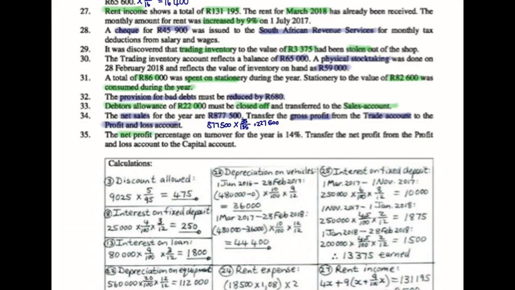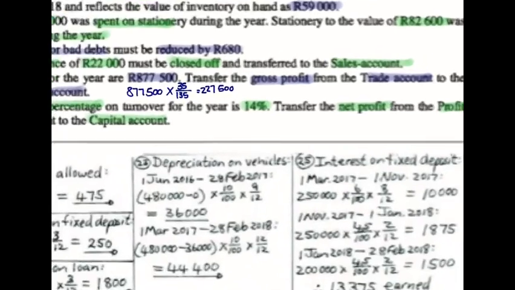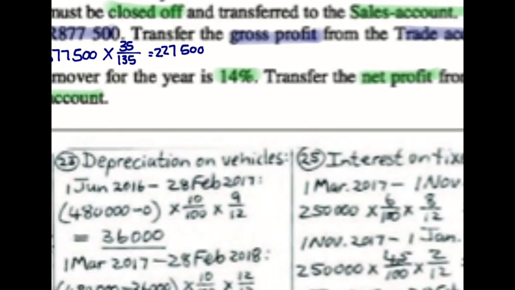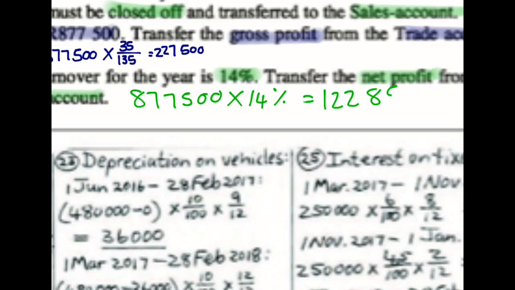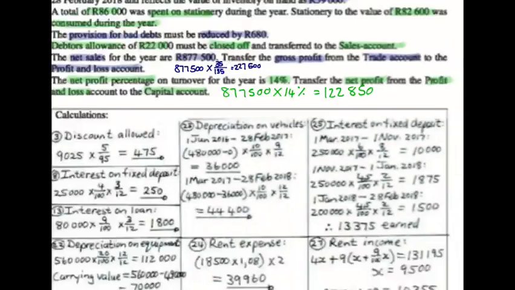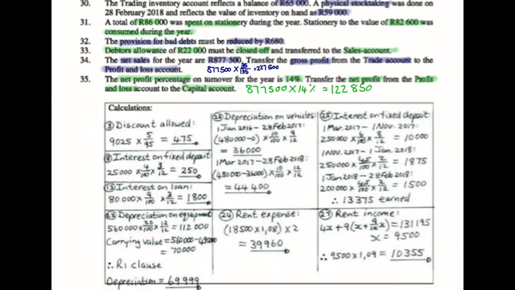Our last entry then says the net profit percentage on turnover is 14%. This needs to be transferred, the net profit from profit and loss, into the capital account. So we first need to go and calculate the net profit. So in other words, if our sales amount again is 877,500 times 14%, that's the net profit. That tells me the net profit is 122,850. So that net profit needs to be transferred from profit and loss into capital.